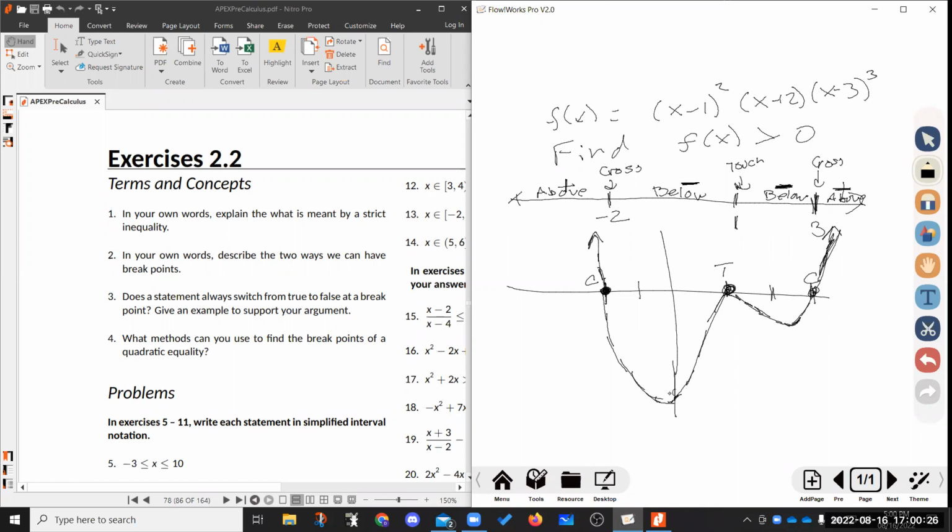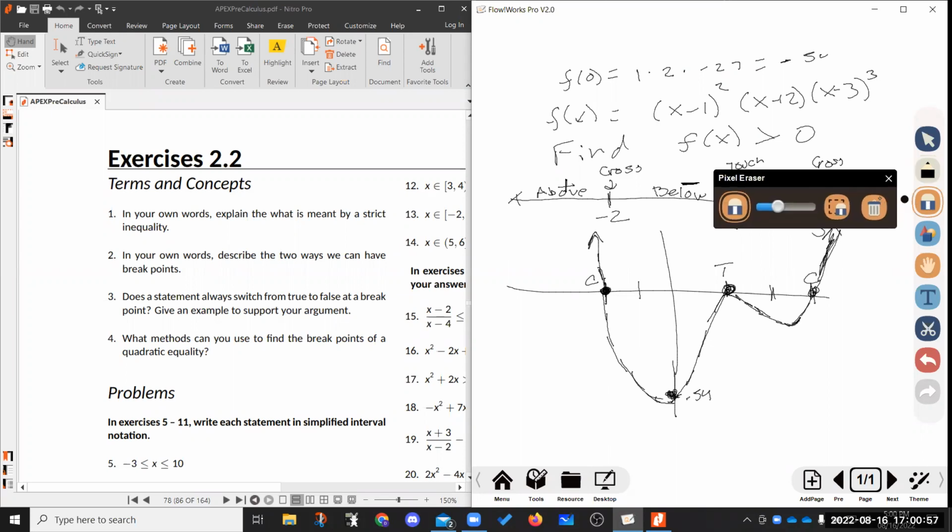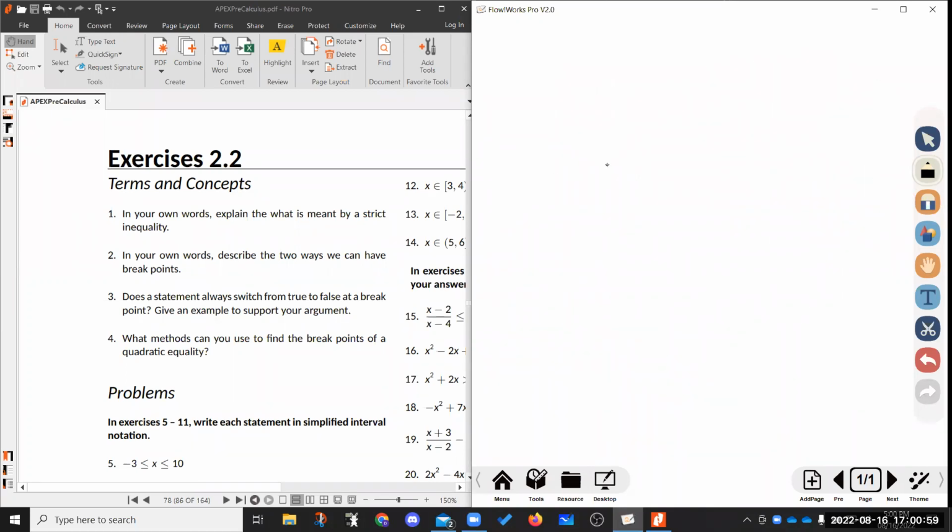I've got my y-intercept kind of figured out here. When x was 0, it's going to be 1 times 2 times -27, which is -54. So I just guesstimated that down there. And then I'm coming back up. All right. That is a counterexample to saying that it always changes truth value at a breakpoint.